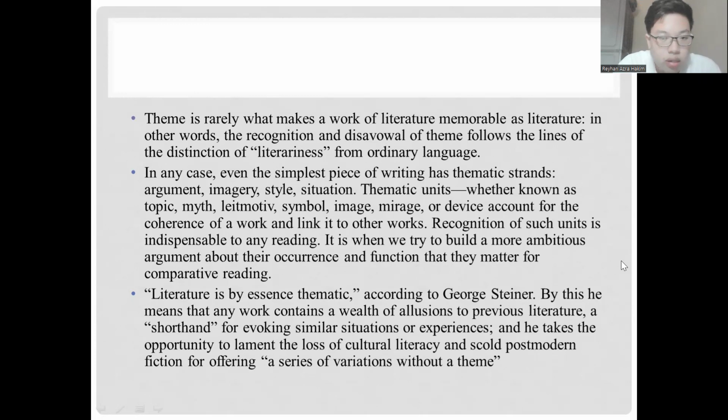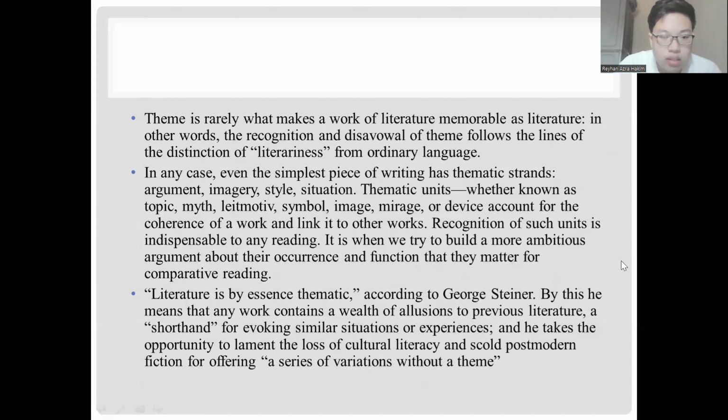Thematic units, whether known as topic, myth, leitmotif, symbol, image, mirage, or device, account for the coherence of a work and link it to other works. The cognition of such units is indispensable to any reading. It is when we try to build a more ambitious argument about their occurrence and function that they matter for comparative reading.